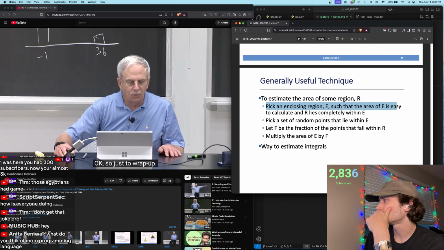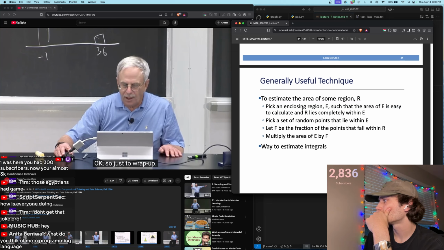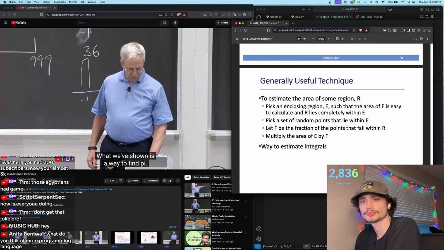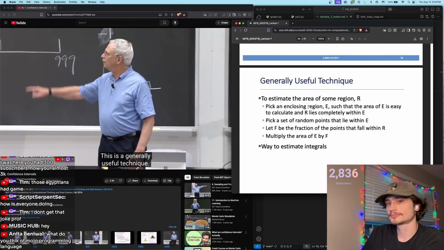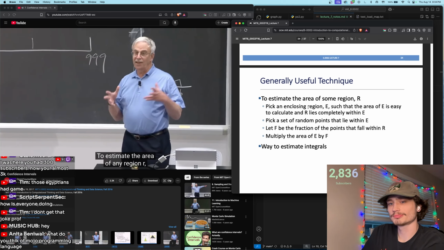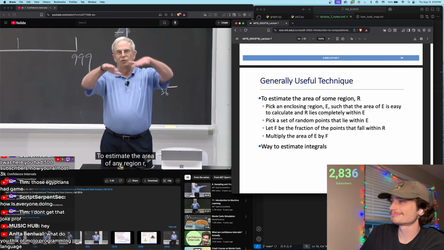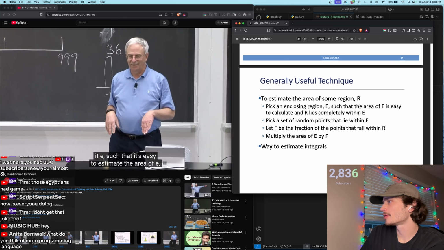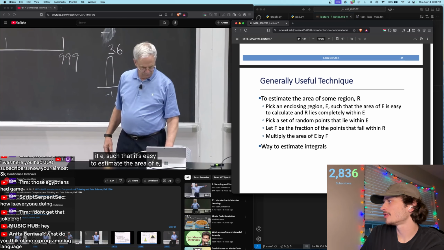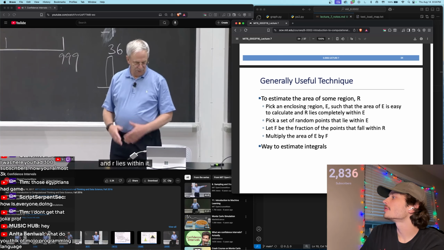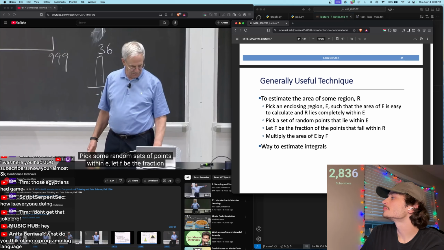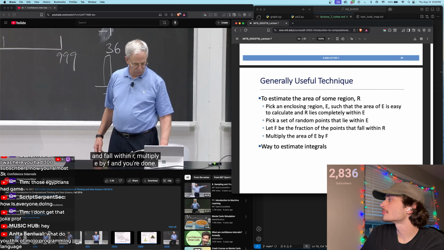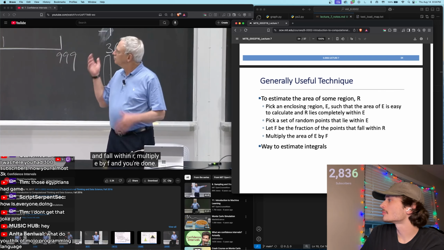Okay. So just to wrap up, what we've shown is a way to find pi. This is a generally useful technique to estimate the area of any region R. You pick an enclosing region, call it E, such that it's easy to estimate the area of E, and R lies within it. Pick some random sets of points within E. Let F be the fraction that fall within R, multiply E by F, and you're done.